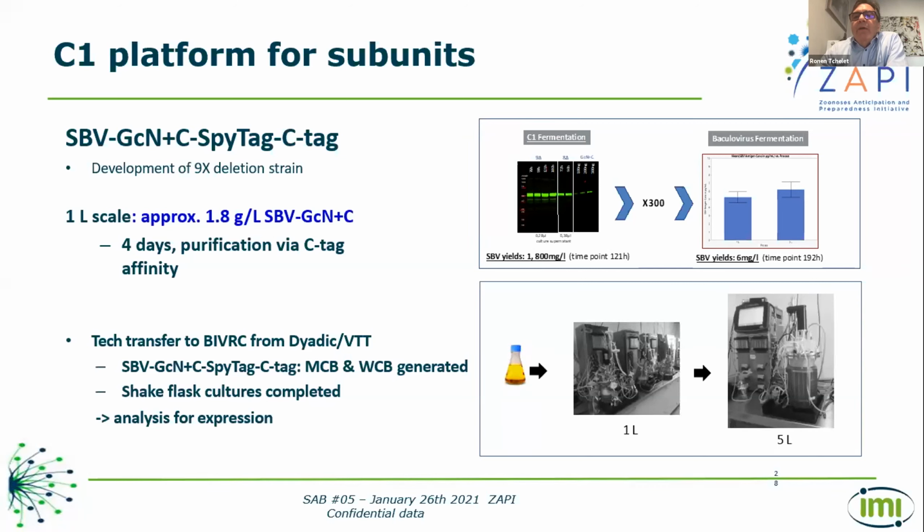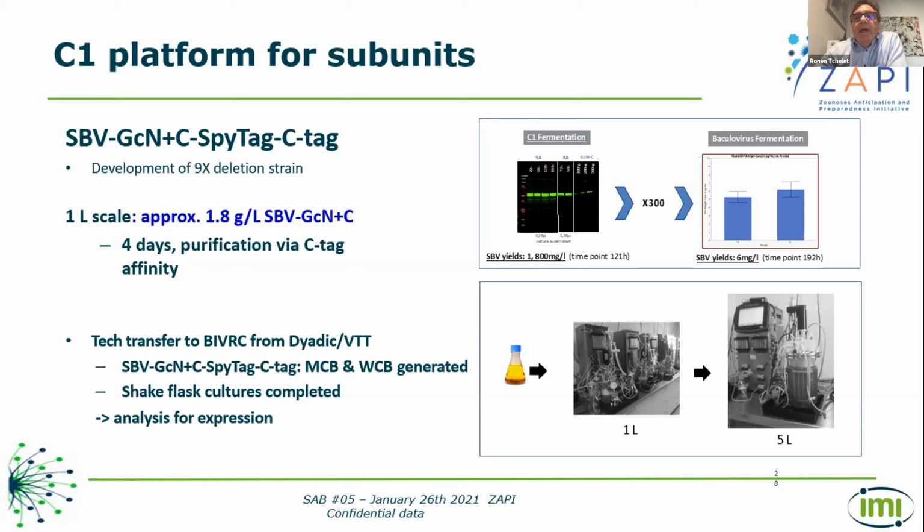Altogether, we ran it in 1 liter fermenters, and we could reach a yield of 1,800 milligram per liter. This was in a 5 days fermentation, which I believe seems to be very high. Just to compare it to other production hosts like the baculovirus, it's like 300-fold higher. And I think for us, it was in 4 days.